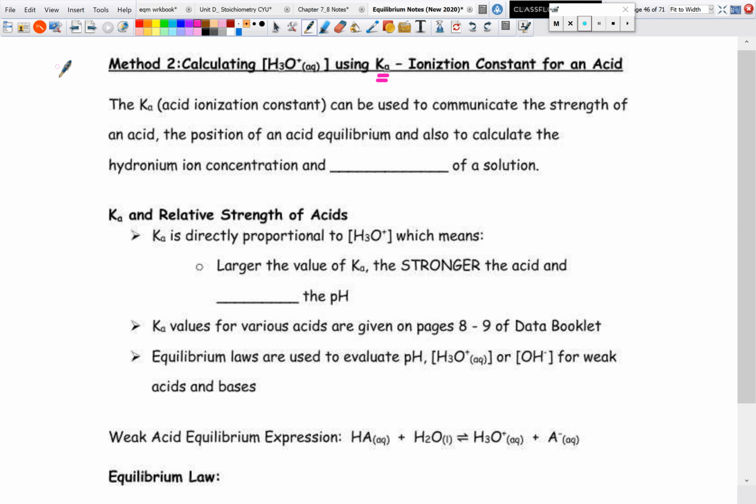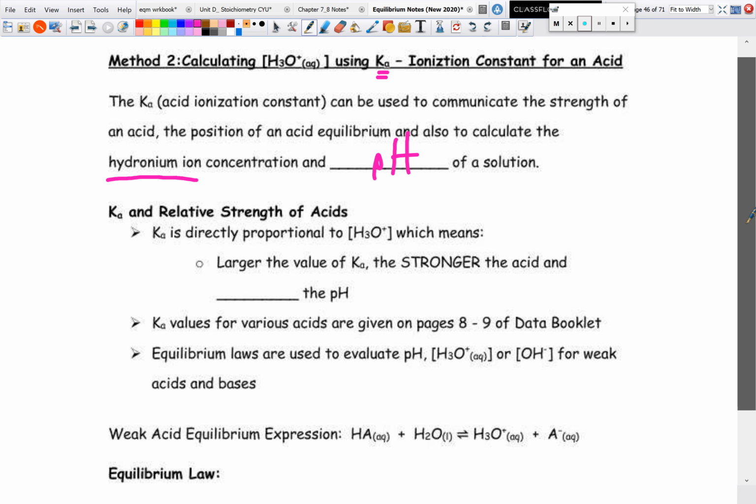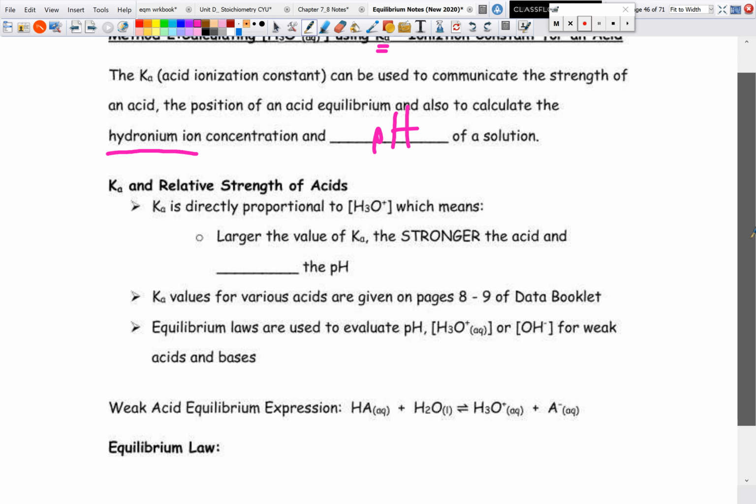So what we have right here, the acid ionization constant or the acid equilibrium constant can be used to communicate the strength of an acid, the position of equilibrium, and also to calculate the hydronium ion concentration and, of course, the pH of solutions. Now this is just like when we were using the equilibrium constant to solve for equilibrium concentrations. So we've actually done this work before. Now we're just applying it to an acid and base system where the equilibrium constants are actually provided to us.